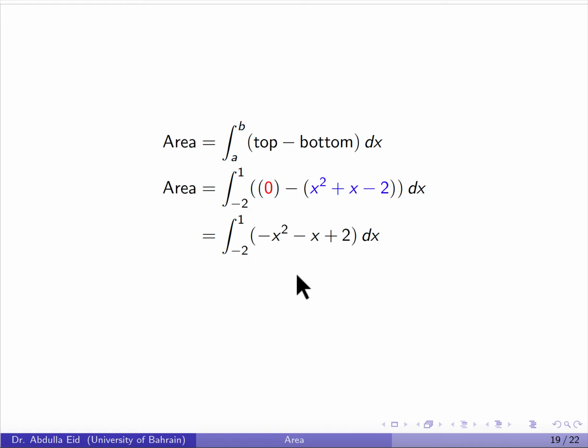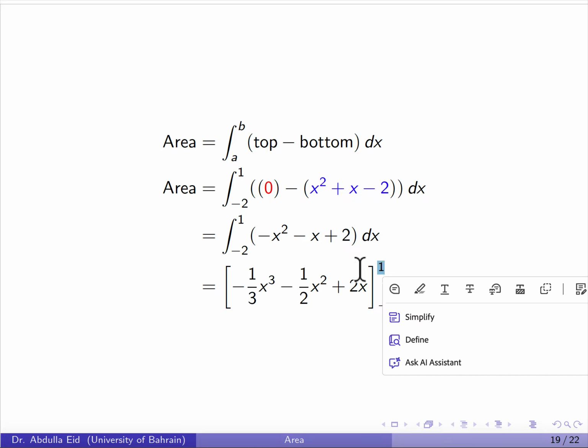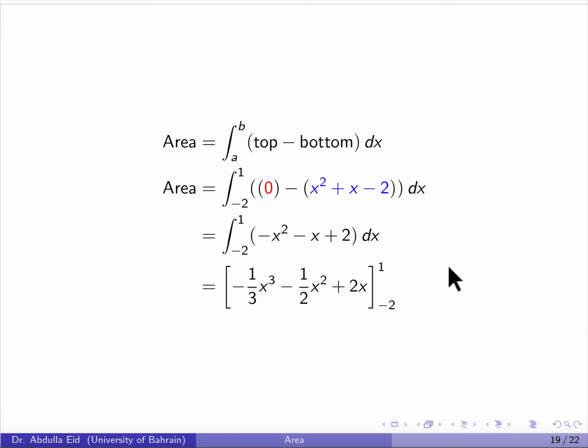Now this is straightforward. Integral of x squared will give me x cubed over 3. Integral of x will be x squared over 2. Integral of 2 will be just 2x. Finally, we substitute 1, and then we substitute negative 2. We get 9 over 2. That's how we do it.